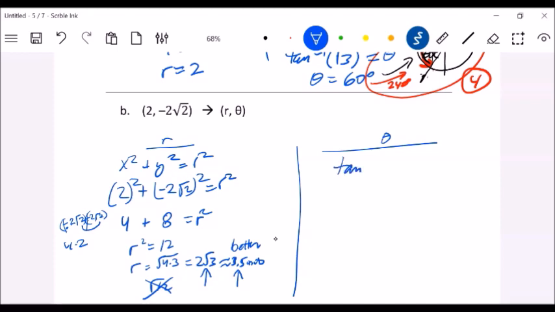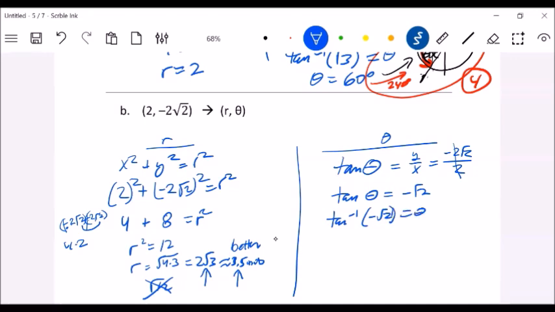And we're going to do it with this method using tangent of theta is equal to y over x. Well, y is negative 2 root 2, and x is 2. Those will cancel out. So the tangent of theta is negative root 2. Tangent inverse of negative root 2 will give me the angle. And when I put that in the calculator, I get that it's approximately negative 55 degrees. All right, let's figure out what that means.